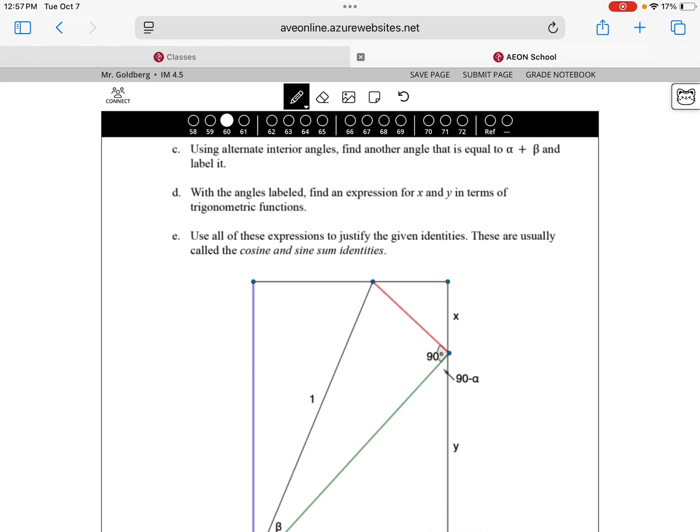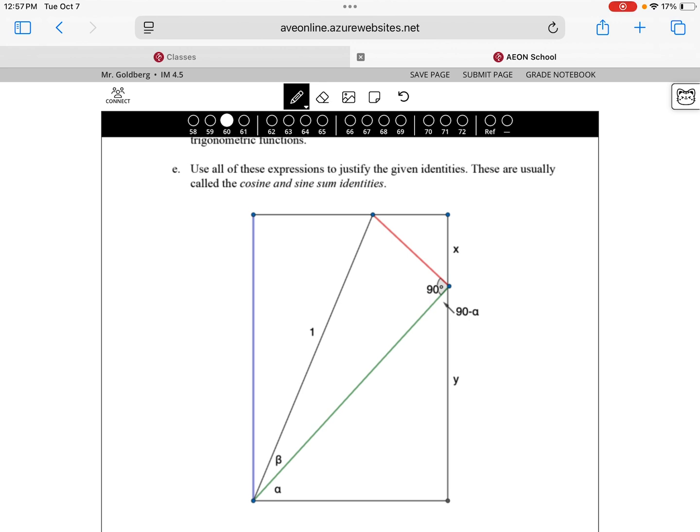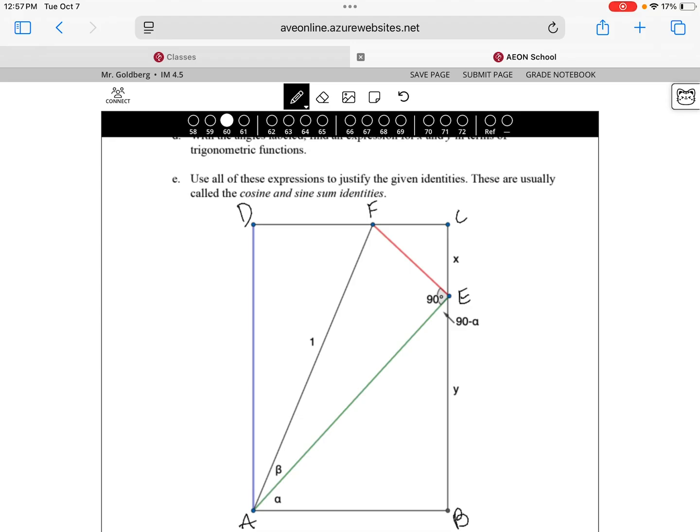What's nice about having this diagram is it's really well labeled. It's color coded. It's always smart to also include some labels at these vertices, so we can all talk about the same thing. Yes, we could talk about the red segment, but saying segment EF is going to be even more precise.